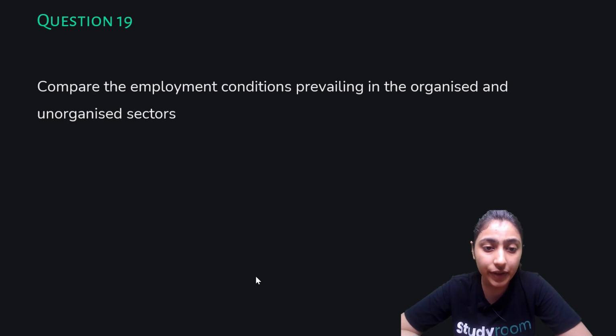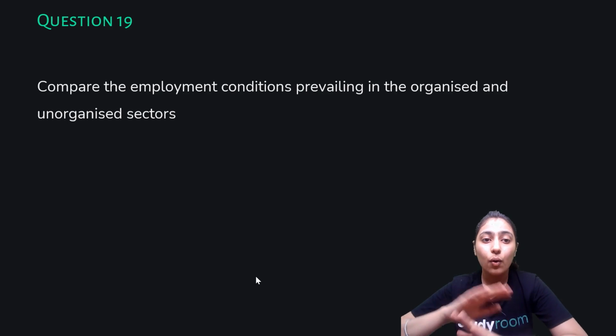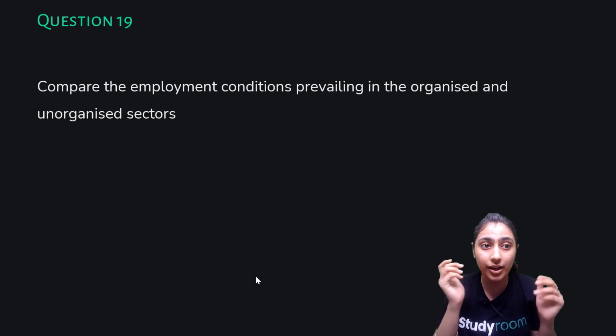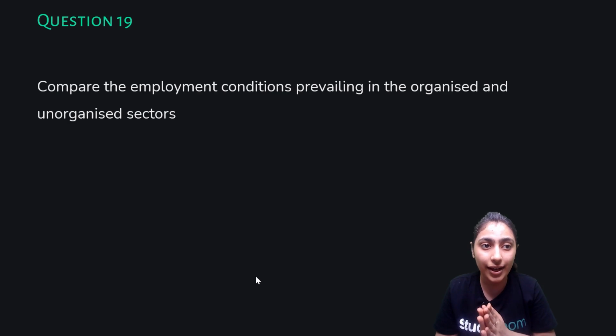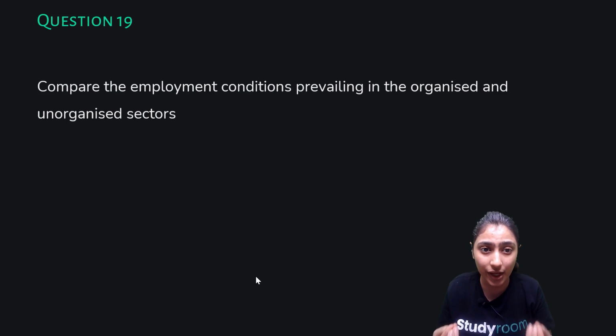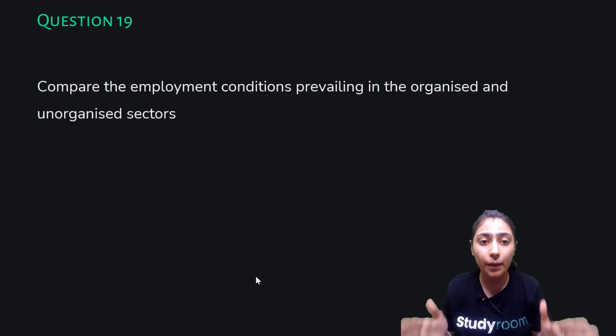Now, compare the employment conditions prevailing in the organized and unorganized sectors. Over here we have to tell about the employment conditions. What are the conditions that are different? Again, it is the same question in a twisted way: organized, unorganized. In organized there is job security; in unorganized there is no job security, there is no benefit, there is no minimum wage act, there is no labor act, nothing is there. So you can write all of these points that we have been discussing for a very long time to compare the employment conditions in both of them.